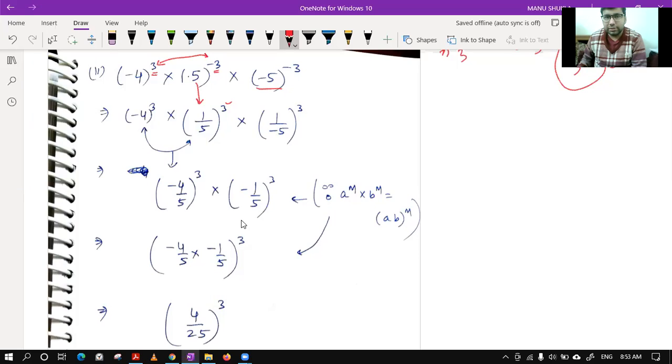Okay, now you can see as the powers are same, I have used the identity a power m into b power m. So if power is same, bases get multiplied. So you can see in this case, I have multiplied the bases and got minus 4 upon 5 whole power 3. Okay.